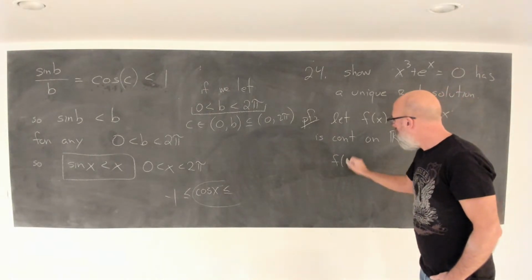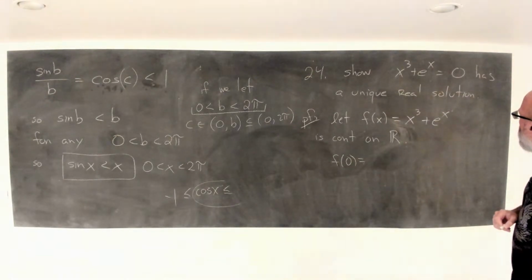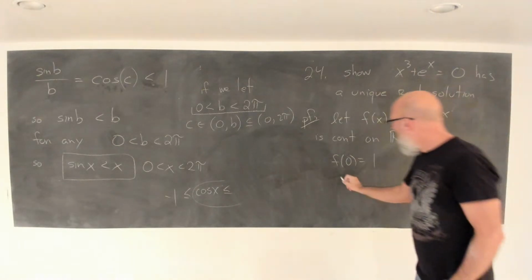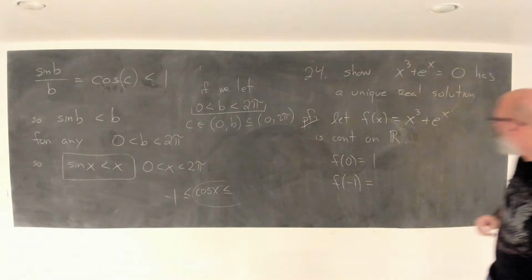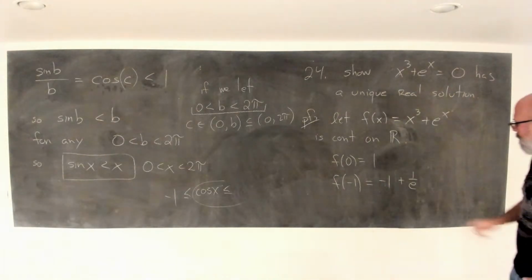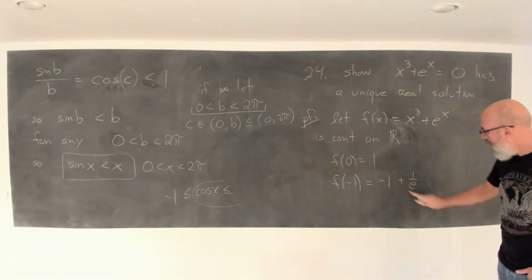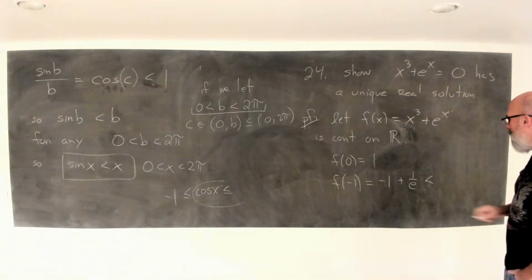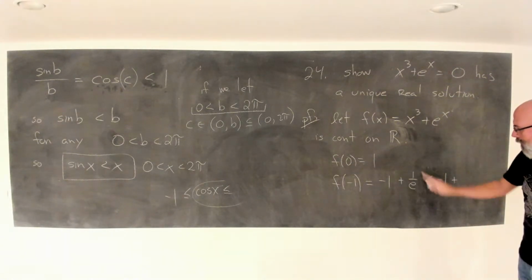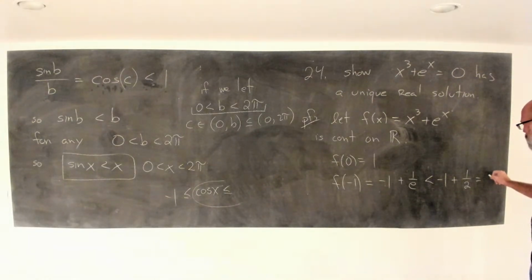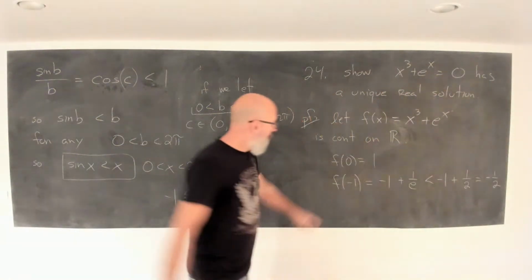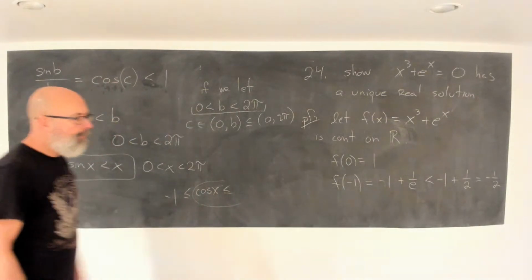f of 0 is easily seen to be 1. f of -1 is -1 plus 1 over e. And this is a number between 1/2 and 1/3. So this is going to be less than, if I make this as large as it can, right, so f of -1 is less than -1/2.